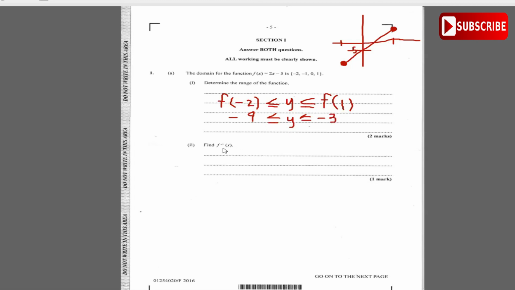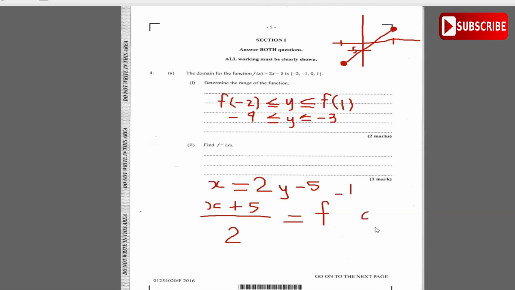Now it asks us to find the inverse of this function. To find the inverse, we have to interchange x and y. And so what we're saying is x is equal to 2y minus 5. So we make y the subject by adding 5 to both sides. We'll get x plus 5 divided by 2. That's y. If this is y, then this is f inverse of x. Nice and easy.